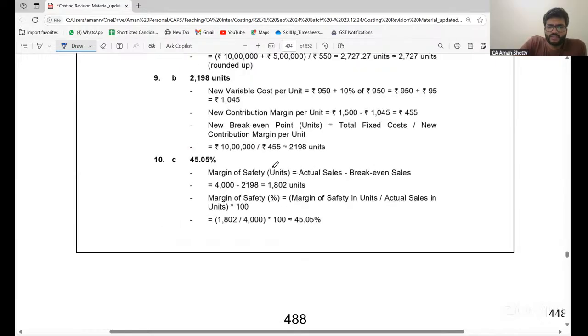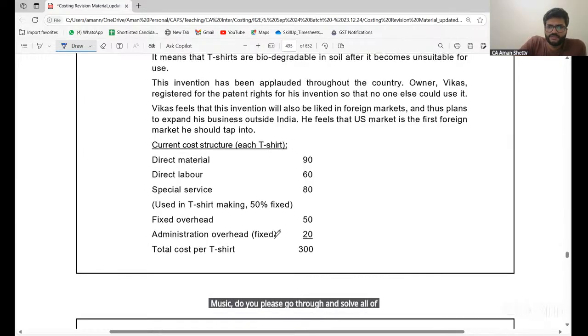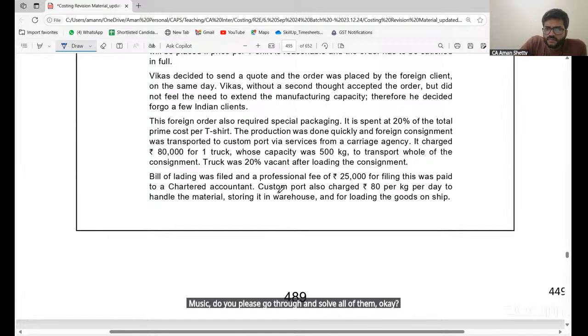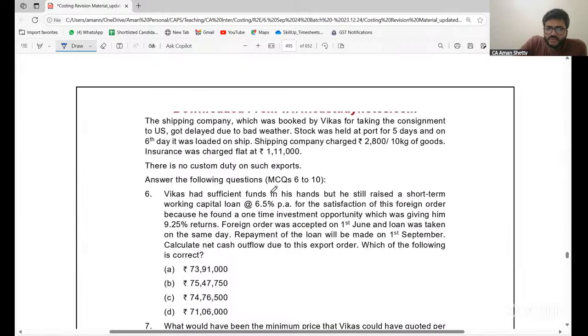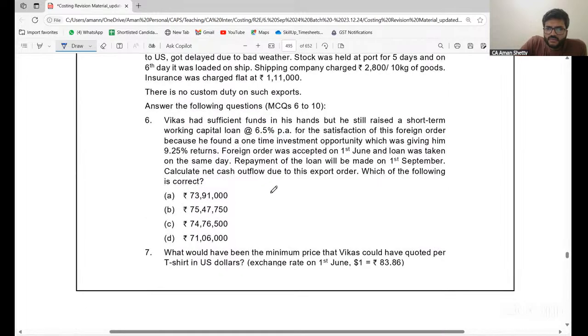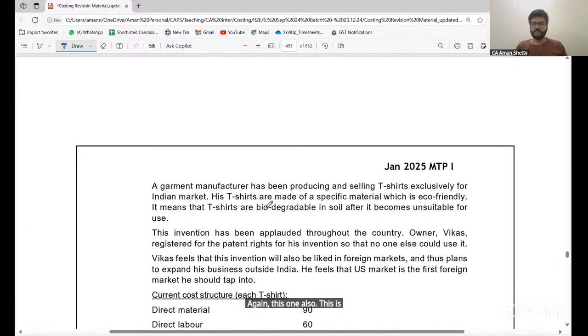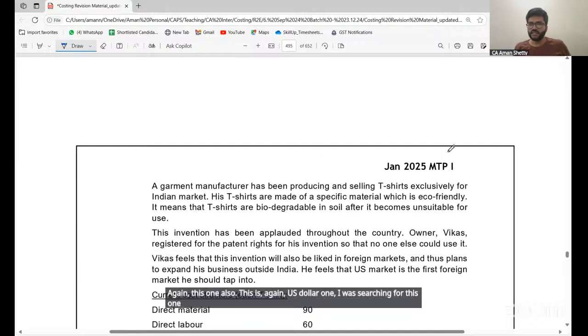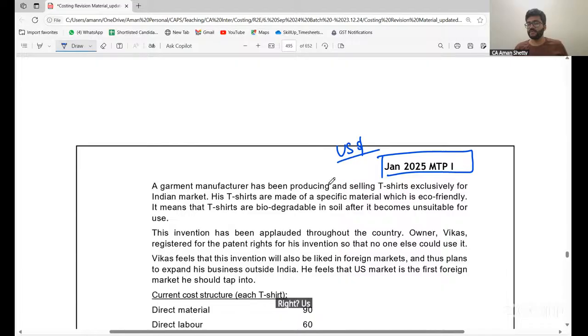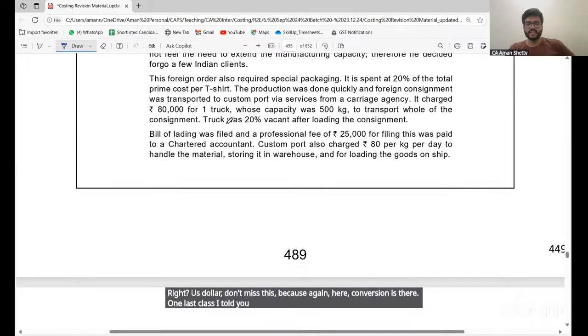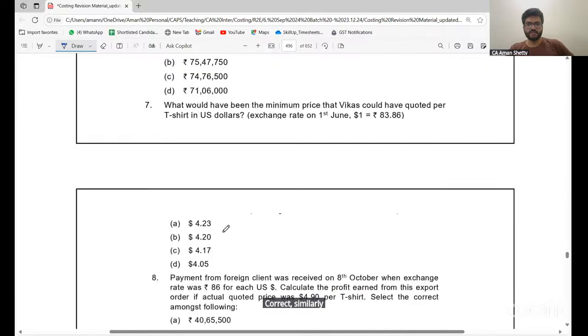MCQ, please go through and solve all of them. Again, this one also. This is again a US dollar one. I was searching for this one. Right? US dollar. Don't miss this because again here conversion is there. Last class I told you one Sri Lankan rupee one. Similarly here also US dollar one is there. Please solve this.